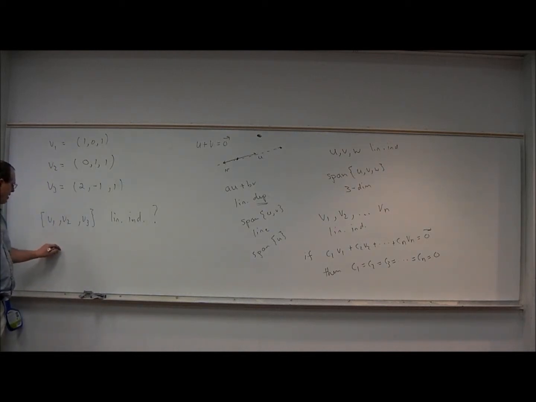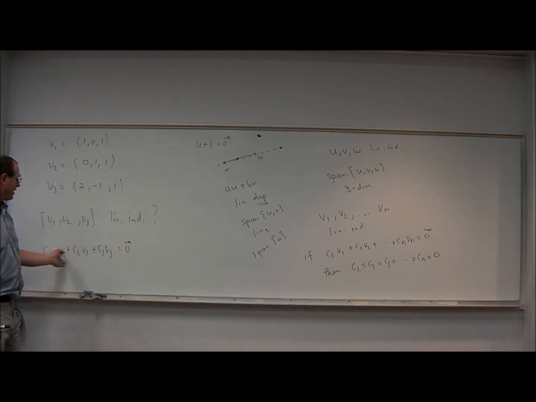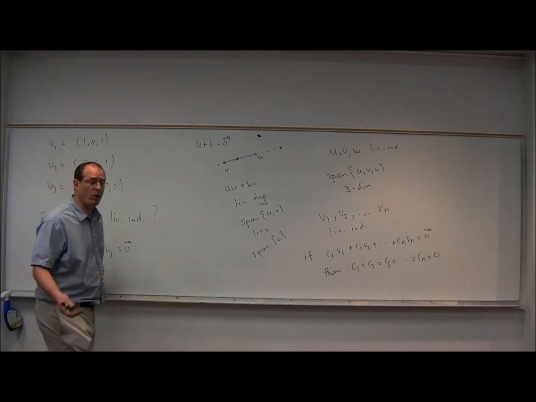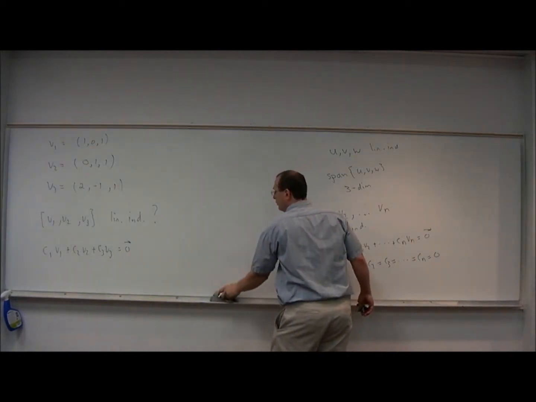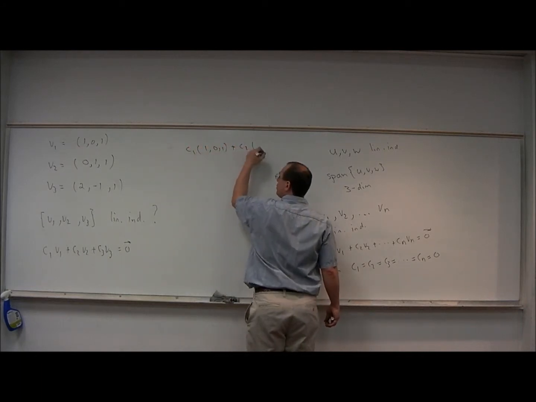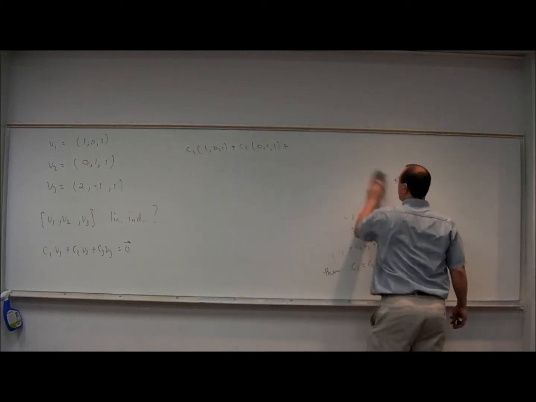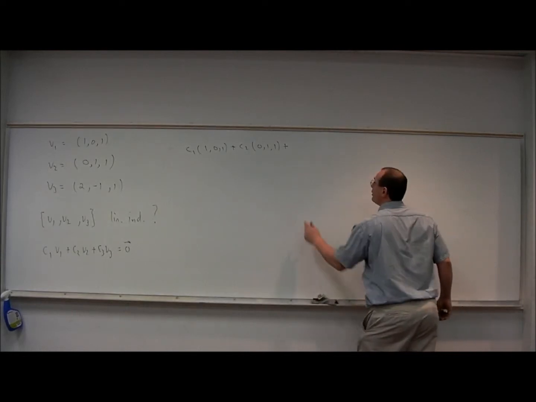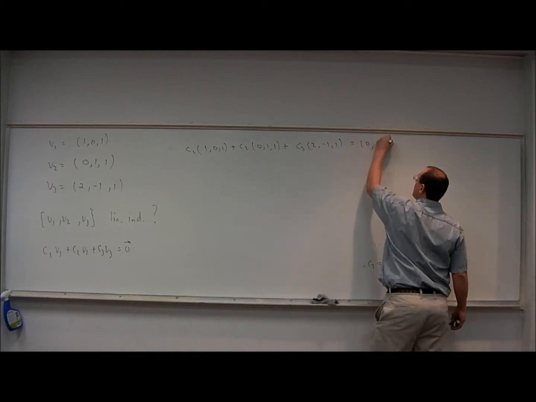So we construct the following: c1 v1 plus c2 v2 plus c3 v3. We set that equal to the 0 vector, and we ask, is this possible with c1, c2, c3 different from 0? With any one of them different from 0? So in this example, this is c1 times the vector 1, 0, 1 plus c2 times the vector 0, 1, 1 plus c3 times the vector 2, negative 1, 1 equals 0, 0, 0.